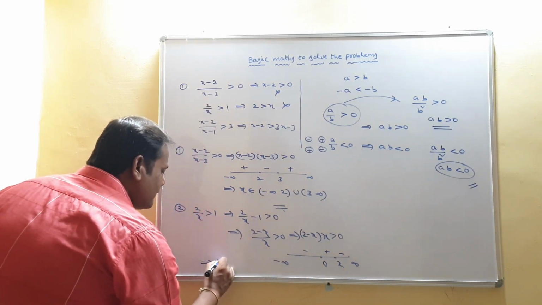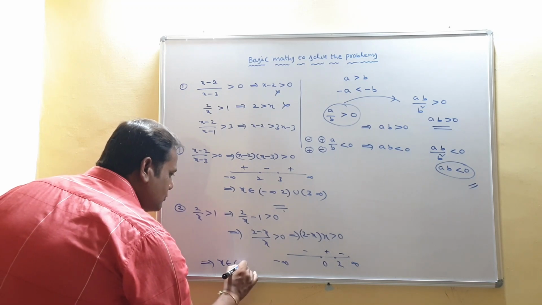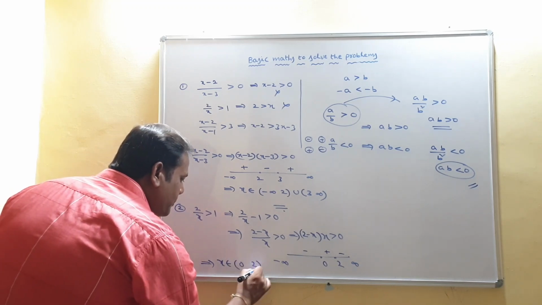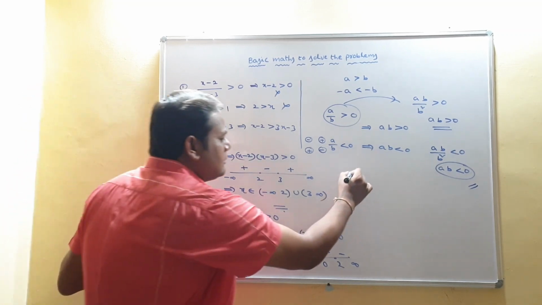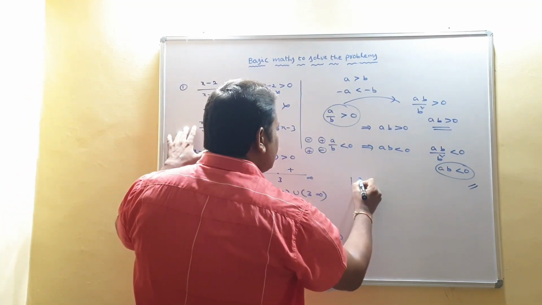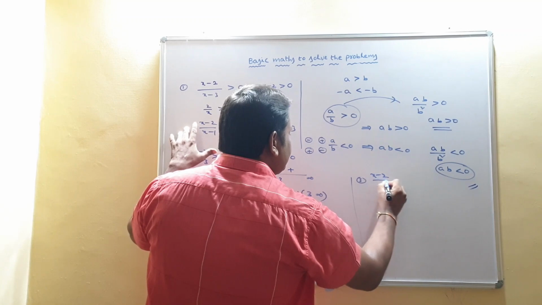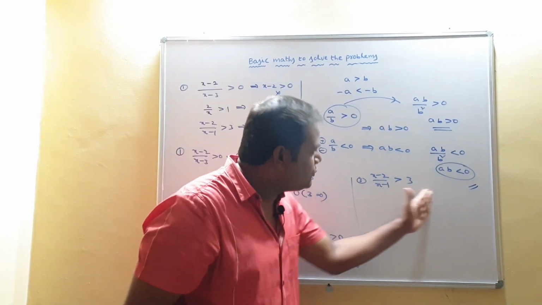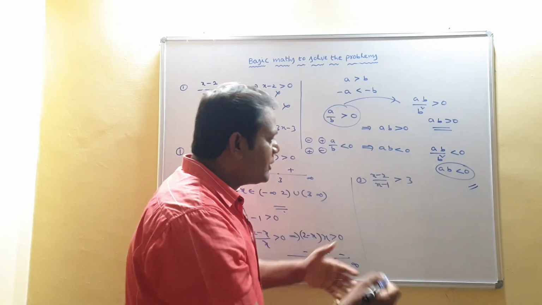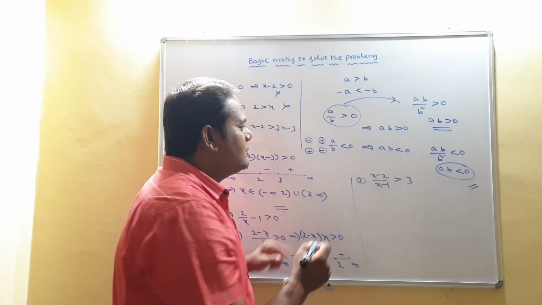So the answer for this is x belongs to the open interval (0, 2). This is the answer to this problem. And suppose it is the third one, (x minus 2) by (x minus 1) greater than 3. So here also you don't do cross multiplication. What we do? Shift 3 to the left hand side.